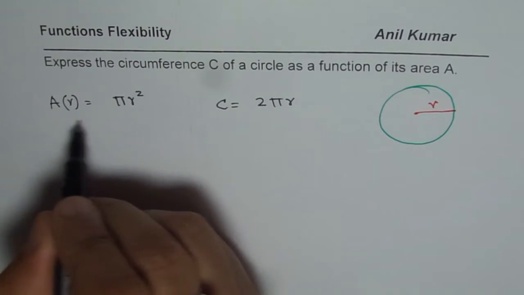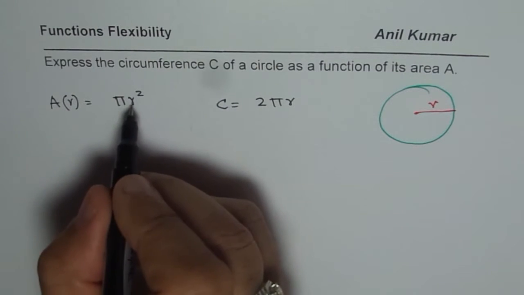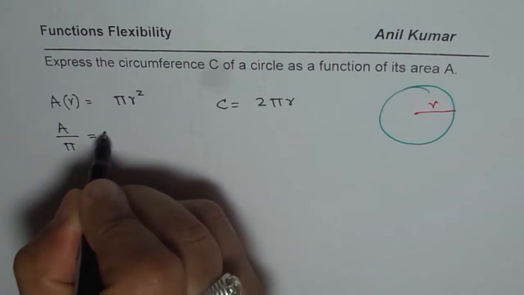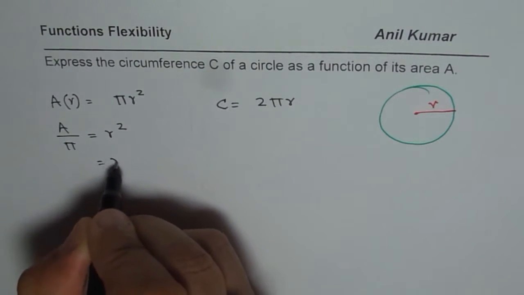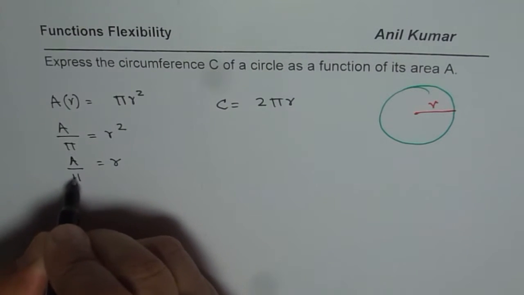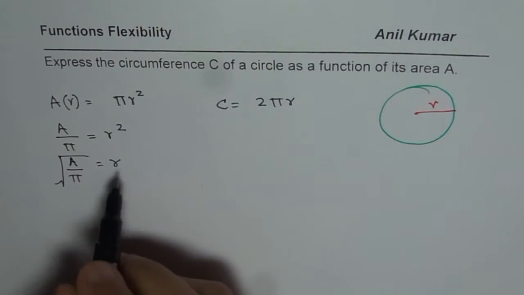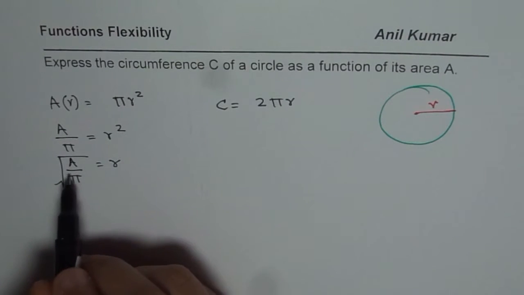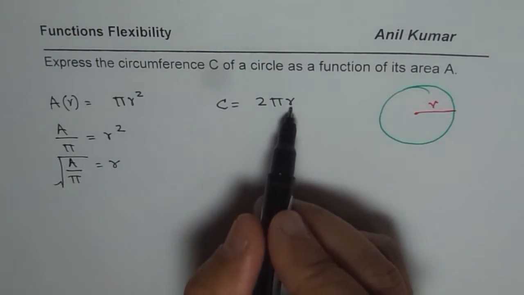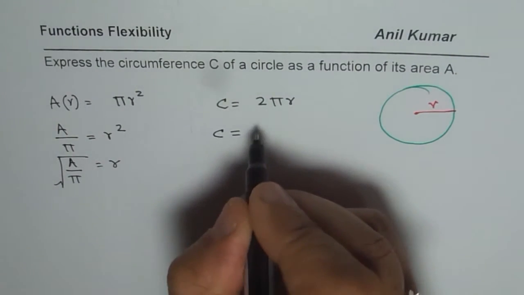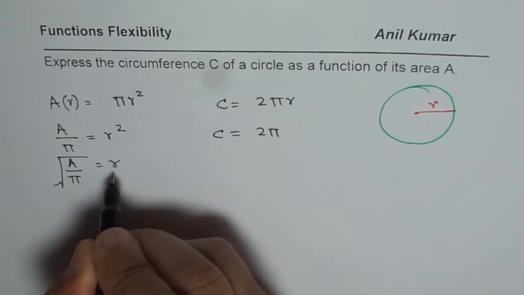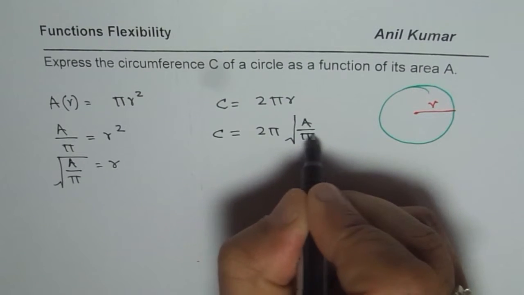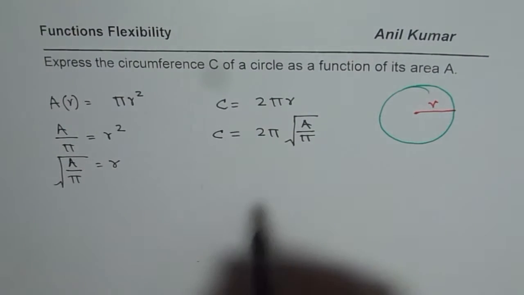So if I rearrange this particular formula, what do I get? I get area divided by pi equals r square, or I can say r is the square root of area divided by pi. So I get a relation of radius over area. Right? Now, once I get that, I can replace this in that function. So we get now circumference as 2 pi times this radius, which is square root of area over pi. Do you get the idea? So that is what we get.